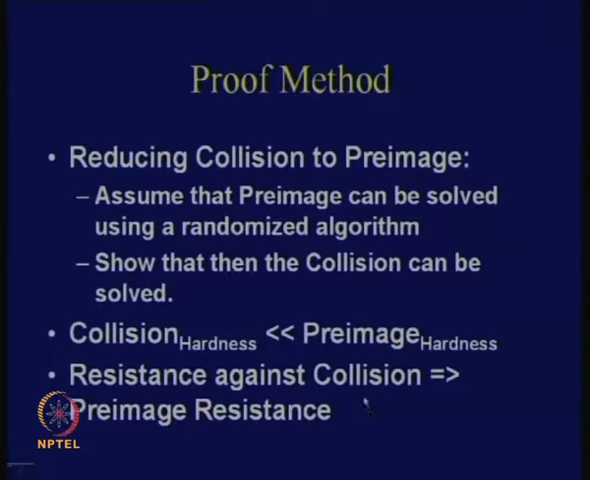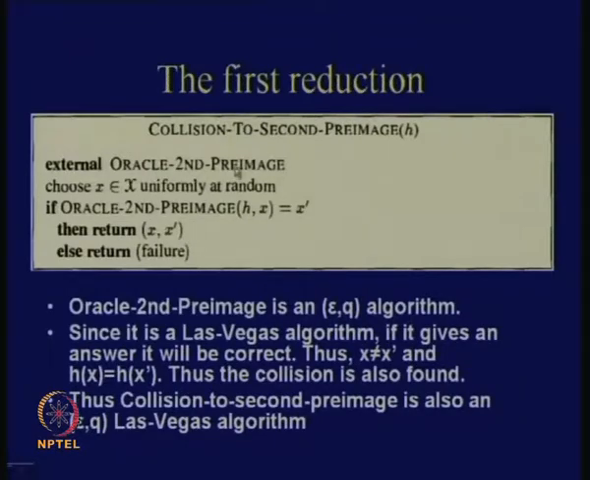Therefore, in most of the research works on hash functions, people try to find a collision first, for two reasons. One is that collision is easier than the pre-image or the second pre-image problem. The second is that from the designer's point of view, if you can show that there is no collision, then I can imply that the pre-image and second pre-image problems are also harder. So now consider the simple reduction, collision to the second pre-image problem.